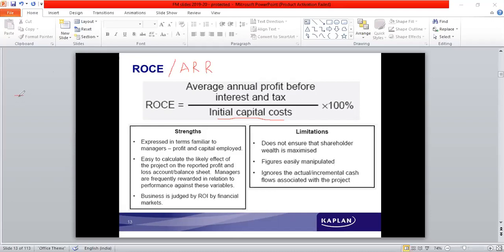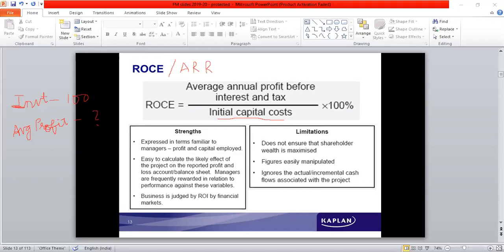If you take the base to be the investment, at 100%, the profits which are earned each year are all added up and then we find the average. So the average profit is what percentage of the investment? That is what is calculated. Here it says average annual profit before interest and taxes.